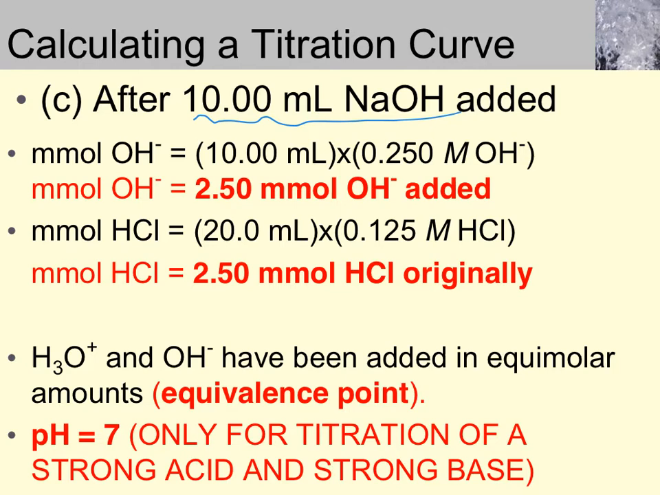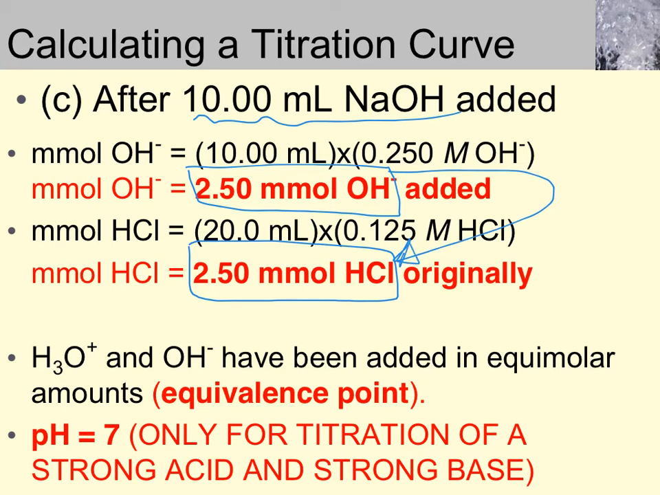If you're feeling somewhat confident, I would go ahead and put this lecture on pause and try to do it yourself. All right, so after we've added 10 milliliters of sodium hydroxide, that means we have added 2.5 millimoles of sodium hydroxide. Remember that the original number of millimoles of hydrochloric acid was 2.5 millimoles. This is important to open your eyes and realize what's going on. Where are we now? We're at a very special place in the titration where we've added enough hydroxide to completely neutralize the HCl that we started with. They've obliterated or neutralized each other.